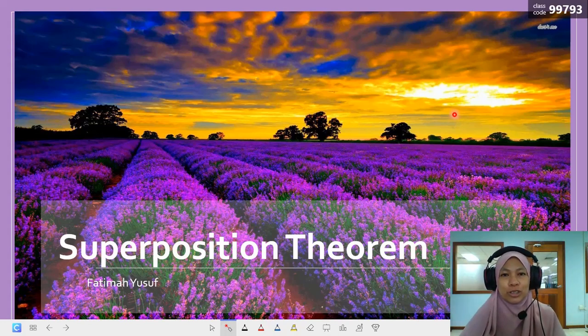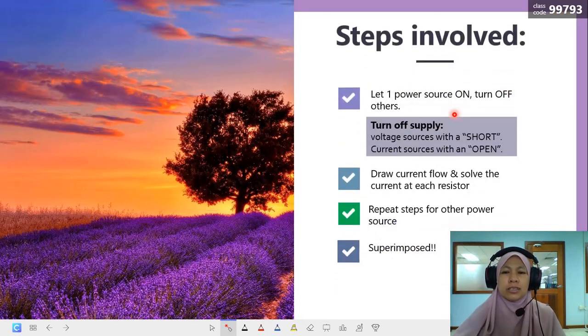Hi, Assalamualaikum. So today we learn about superposition theorem. Let's check the steps involved in superposition.